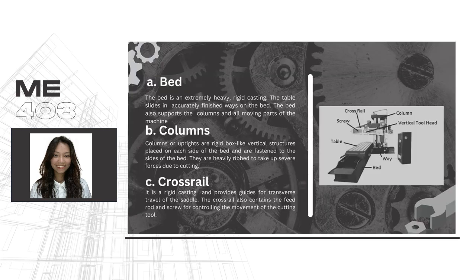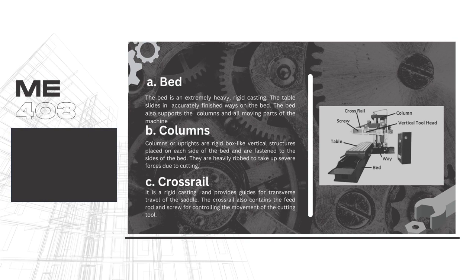This supports the columns and the moving parts of the machine. The columns, also known as uprights, are vertical structures that are fastened on the sides of the bed. Their primary function is to absorb forces due to cutting. The cross rail, meanwhile, is another rigid casting. This gives guides for the traverse of the saddle. This also controls the feed rod and screw.